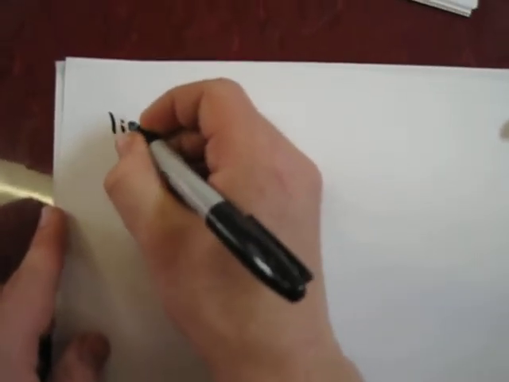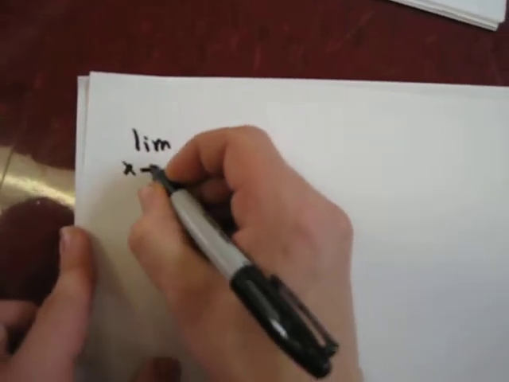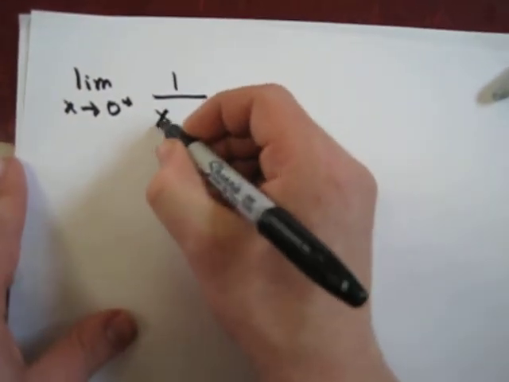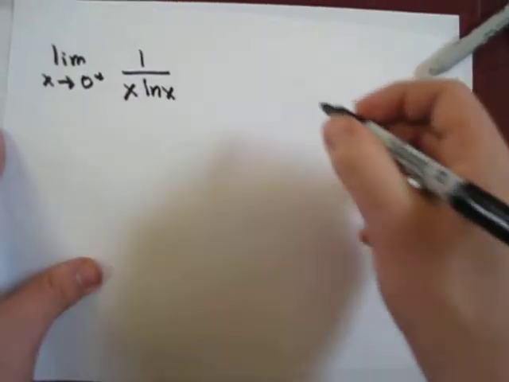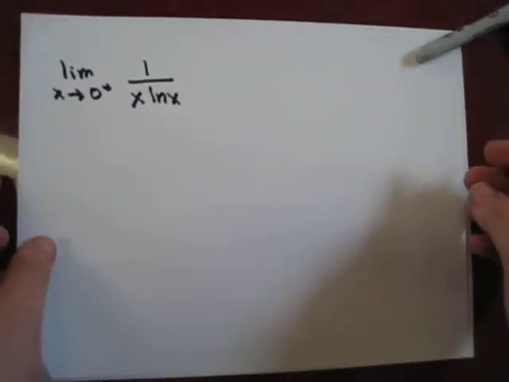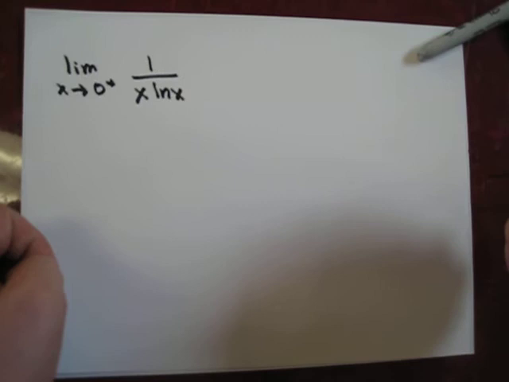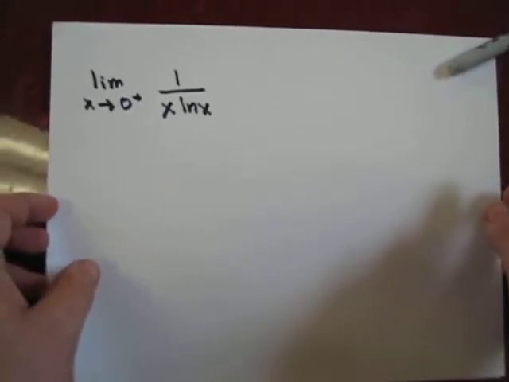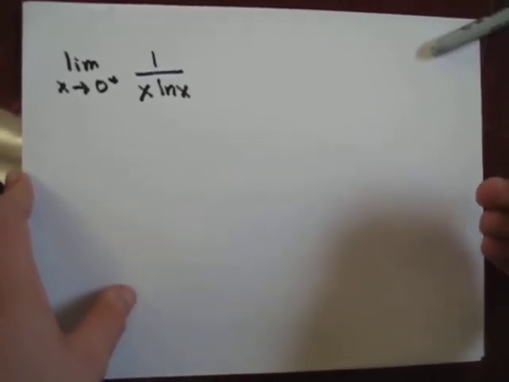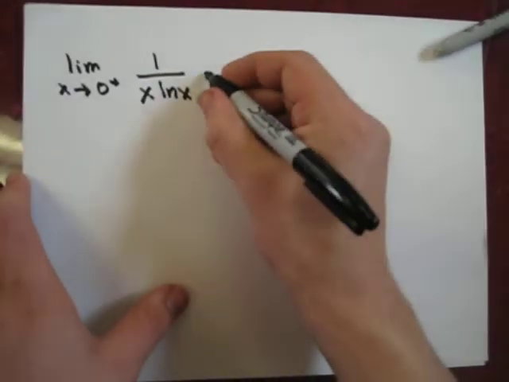Now sometimes these aren't so easy to spot. Let's take the example of the limit as x approaches 0 from the right of 1 over x times the natural log of x. Now you may be thinking that we can't do this one with L'Hopital's rule because there's no term in the numerator. It only has a denominator with an x term. But we can do a little trick and rewrite this.